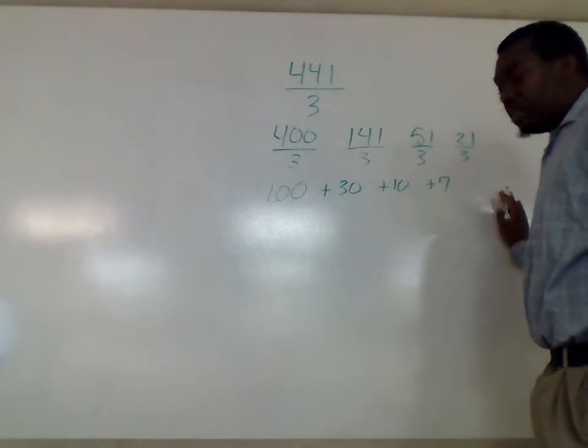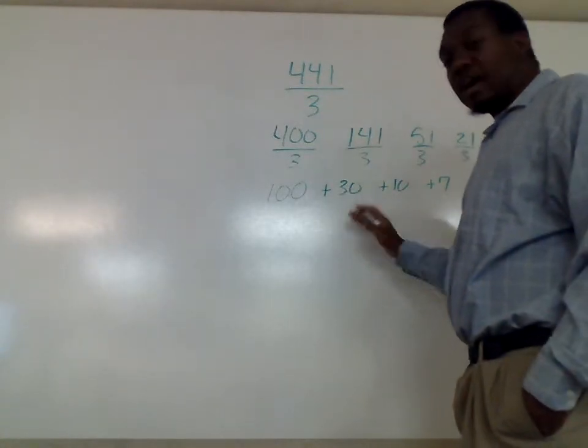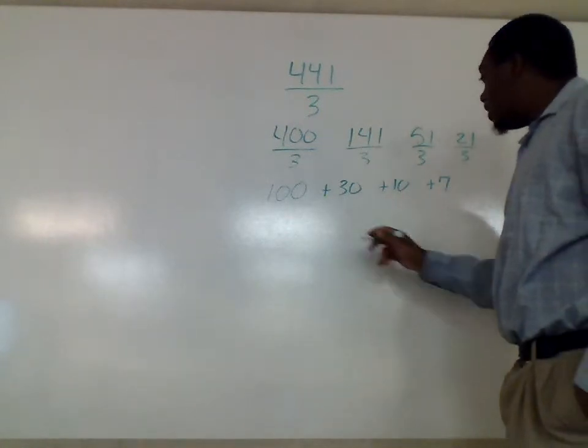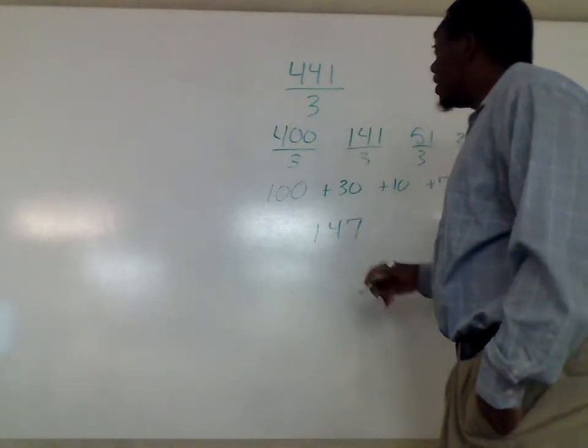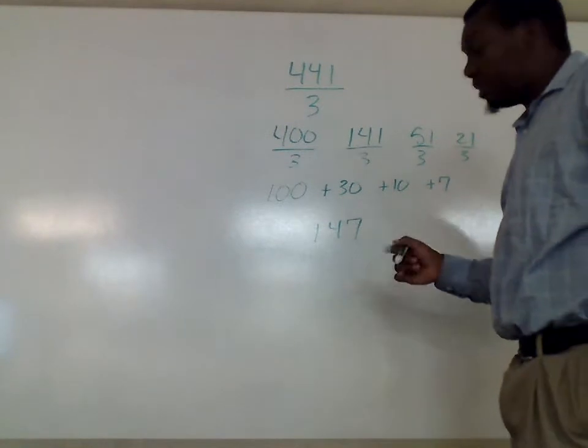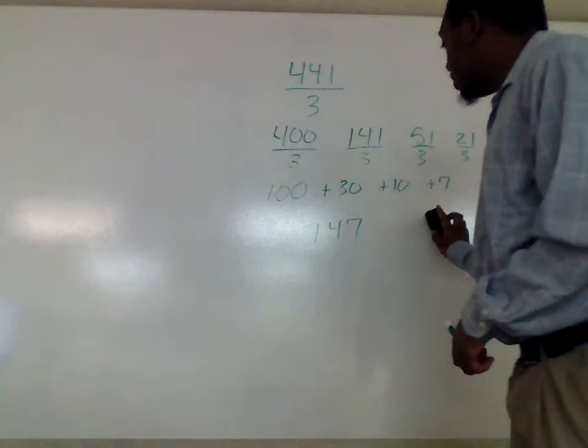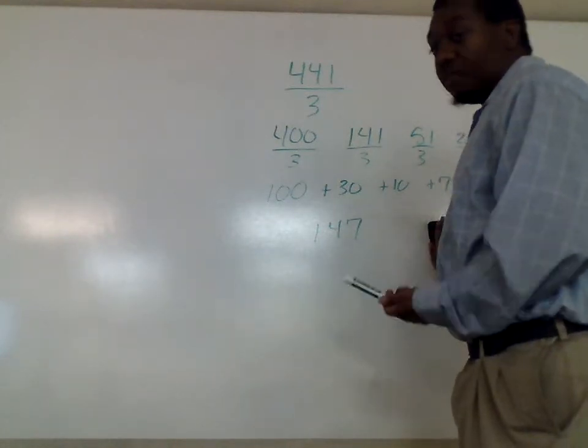So using this method, it doesn't matter how you estimate it. You don't have to find what's the highest number. You can add all of these together, and you end up with 147. And so if you do 441 divided by 3, you end up with 147. So that's one way of doing division.